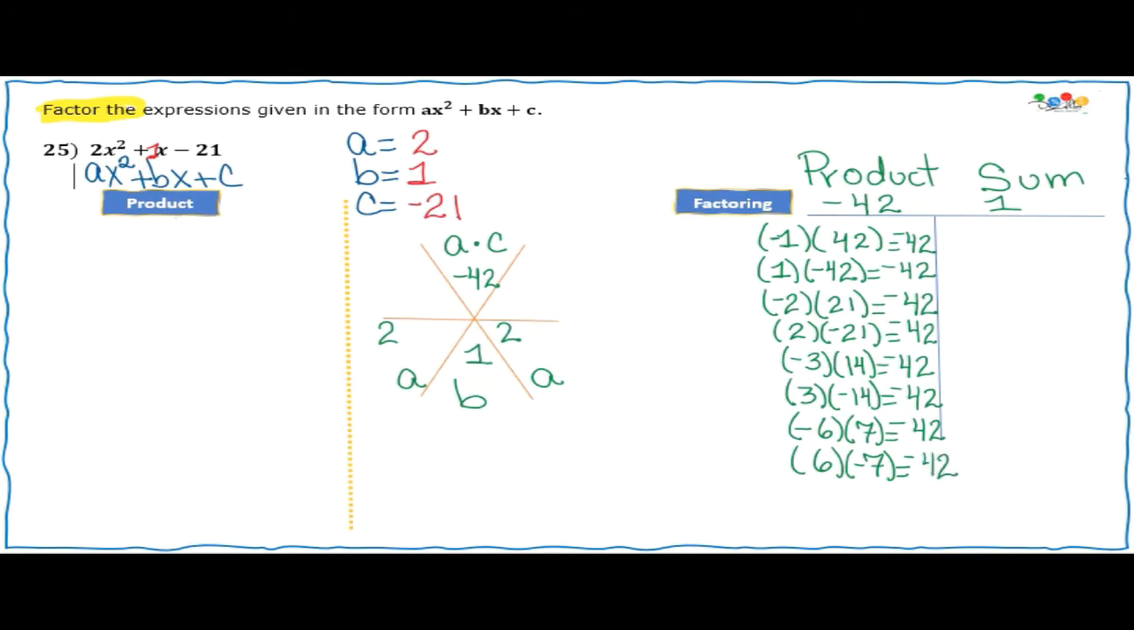Now, how do I know that I'm done with my factors? If you notice 6 and 7, they're very close to each other. Not the negative 7, right? Just the 7. So that's how I know that I'm done with my factors. Let's go see if I can find the sum of 1. So I'm going to start with negative 1.